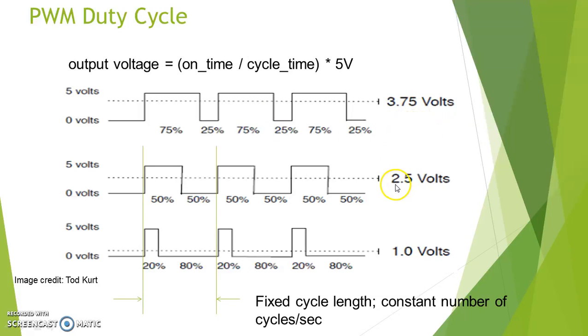To achieve the 2.5 volts we discussed in the previous slide, all we have to do is just run 50% duty cycle. So 50% on, 50% off, and effectively we see the results of 2.5 volts. So this kind of approach can work for motors, can work for LEDs, can work for a large number of applications.